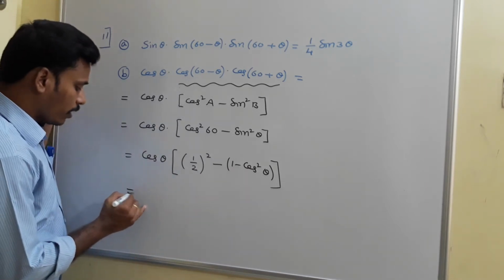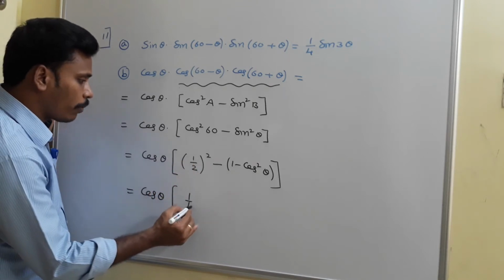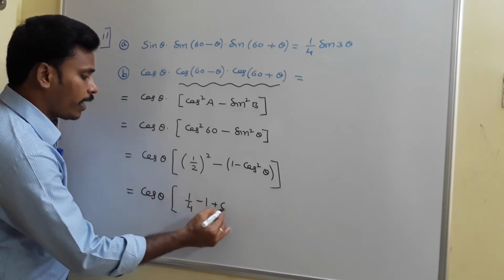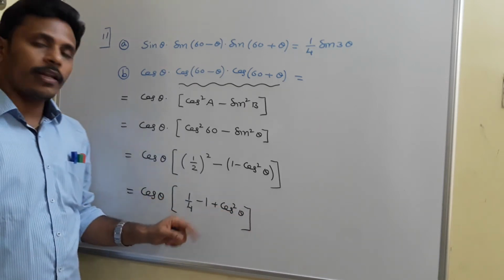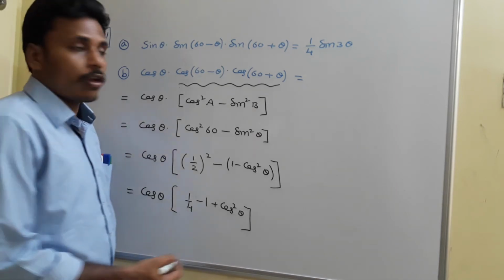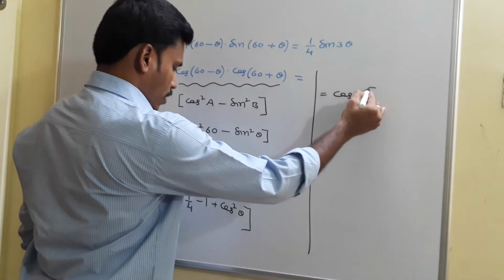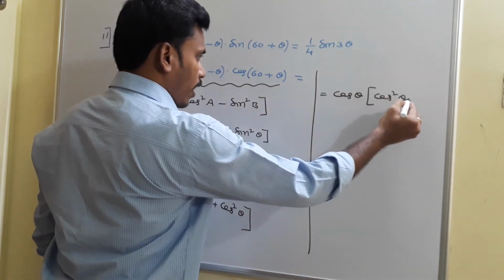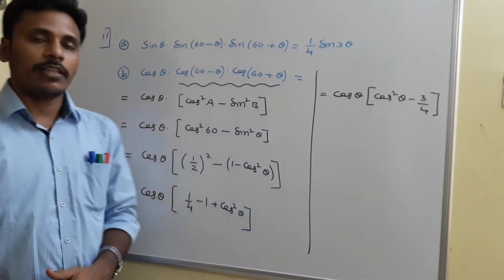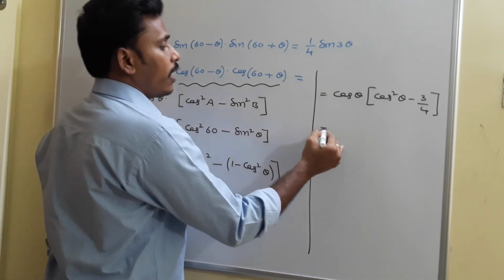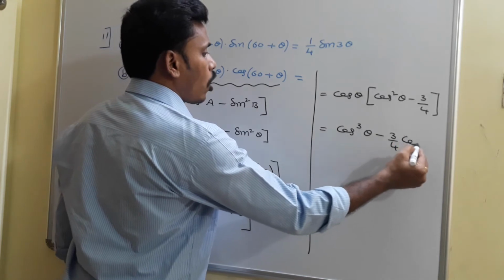And we need to simplify further. This is equal to cos theta into 1 by 2 square, which is 1 by 4, minus 1 plus cos square theta. 1 by 4 minus 1 is how much? It is minus 3 by 4, okay? So this is equal to cos theta into cos square theta minus 3 by 4. And you need to multiply with cos theta again. You get it like this: cos cube theta minus 3 by 4 cos theta.